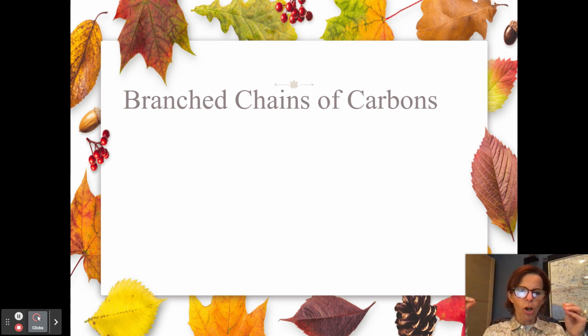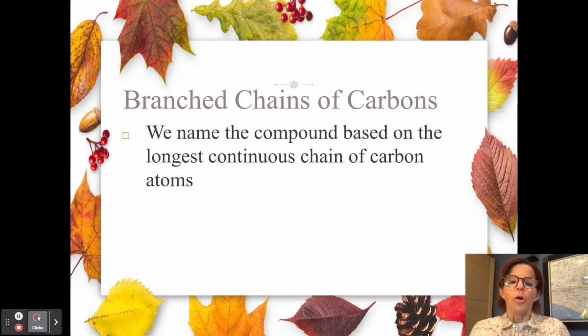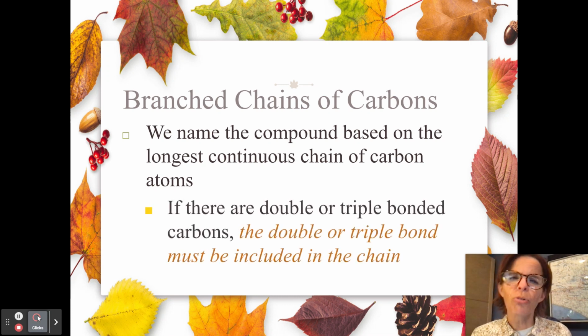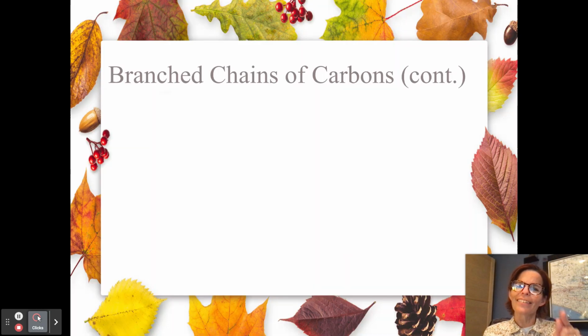All right, so now let's start to get more complicated. What if it's not just a long chain, but what if it branches? We name the compound based on the longest continuous chain of carbon atoms. It'll make sense. Just listen. Don't even write it down right now. Just listen. Come back if you need to write it down. If there are double or triple bonded carbons, the double or triple bond must be included in the longest chain. I will not give you double and triple bonds to make the naming a little bit easier, just a teeny bit easier. We don't want it to be too easy, but just a little bit easier.